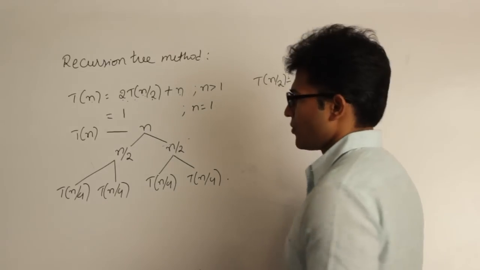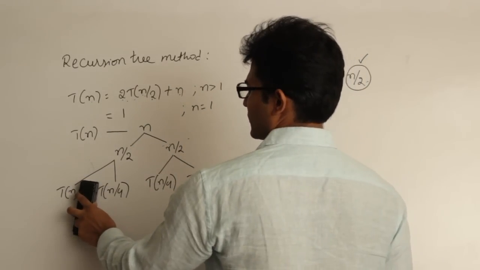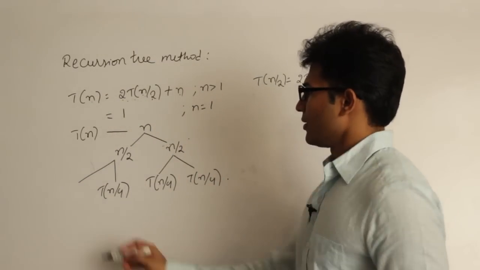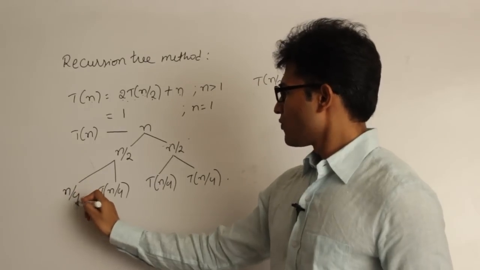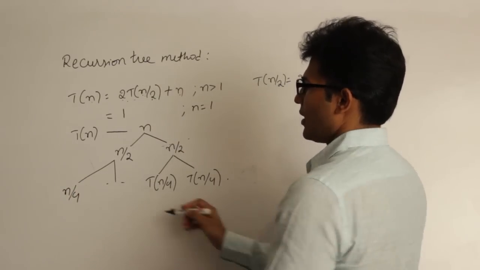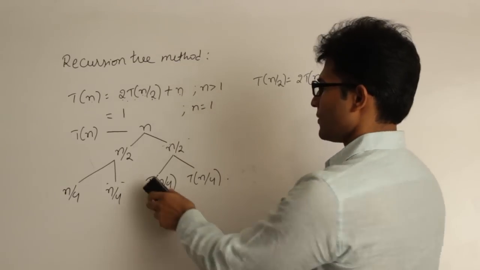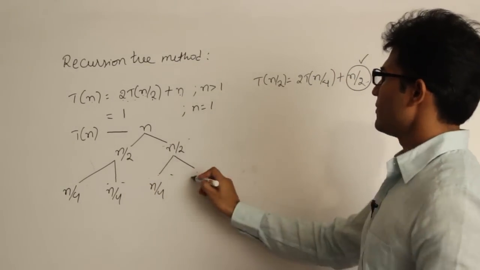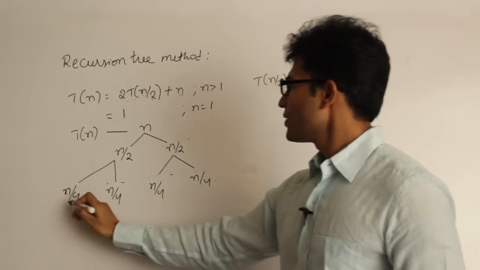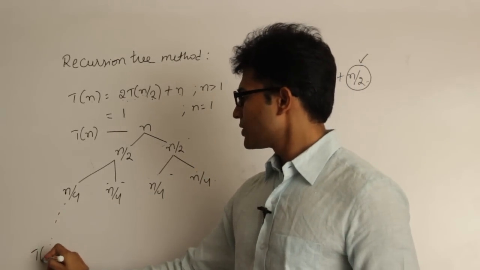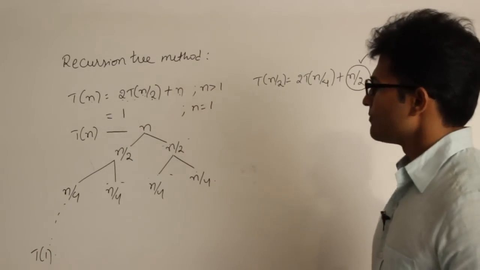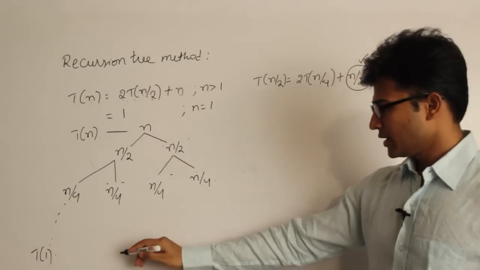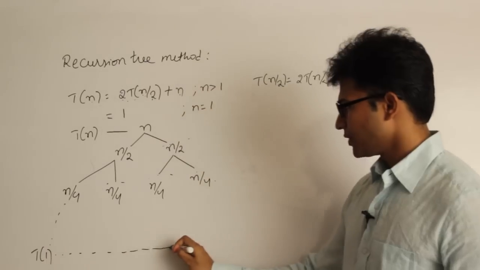And now if I am going to do this one, again n by 4 work has to be done, and n by 4 work has to be done, and n by 4 work has to be done, n by 4 work, and so on. We are somehow going to reach T of 1, right? So somehow we are going to reach the T of 1 at the last level, right?